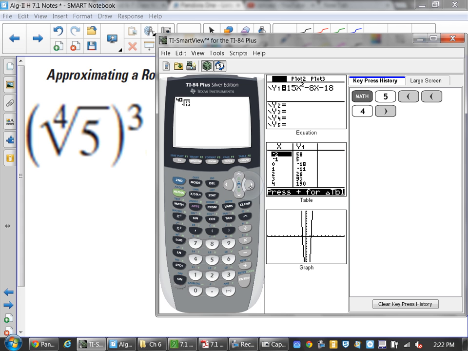Turn it into a 4, put a 5 inside. And now you can hit the 4th root of 5. And just hit enter. That's just the 4th root of 5. What else do I have to do to it? I got to cube it. I just did the inner part first. And you see the 3rd power, and there's your answer then. So the 4th root of 5 cubed is approximately 3.34.